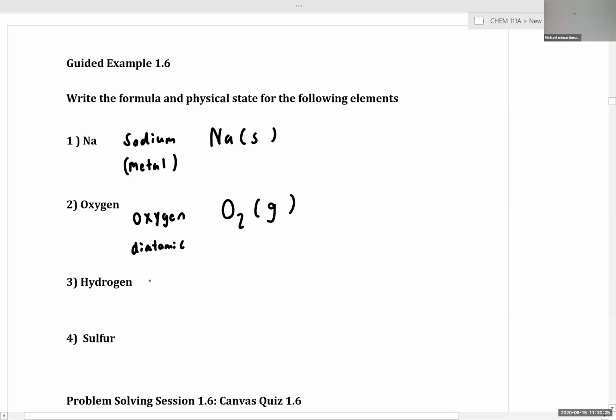So hydrogen. What's the deal with hydrogen? Is it atomic, polyatomic, diatomic? Hydrogen is diatomic. So we'd write it as H2. And then what state symbol do we put for hydrogen? Gas. Yep. Perfect. Sulfur. What's the deal with sulfur? Would someone like to volunteer the formula for sulfur?